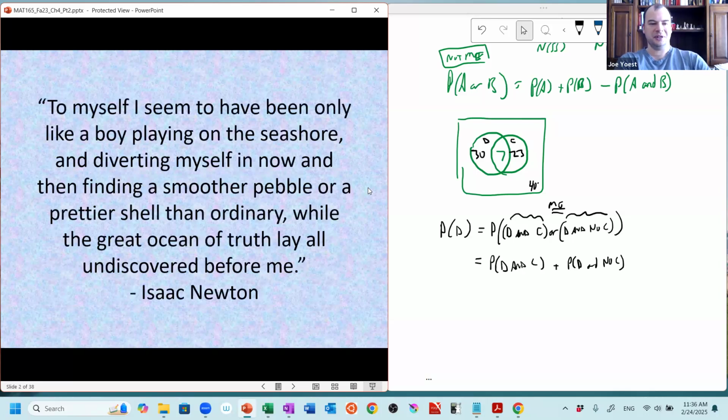Another quote by Isaac Newton. I think on this idea of all models are wrong, some models are useful, or on probability being this rigid mathematical structure that we're trying to overlay onto the real world. It's a model. Isaac Newton, probably one of the best scientists, mathematicians, philosophers of all time. And even in his own mind, he says, to myself, I seem to have been only like a boy playing on the seashore, diverting myself now and then, finding a smoother pebble or a prettier shell than ordinary, while the great ocean of truth lay all undiscovered before me, right?